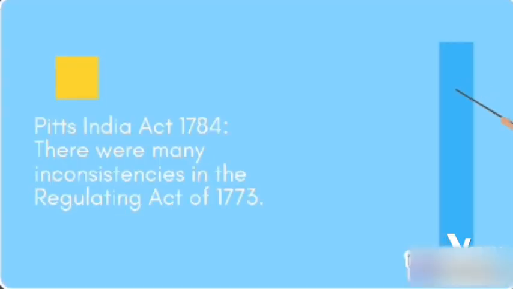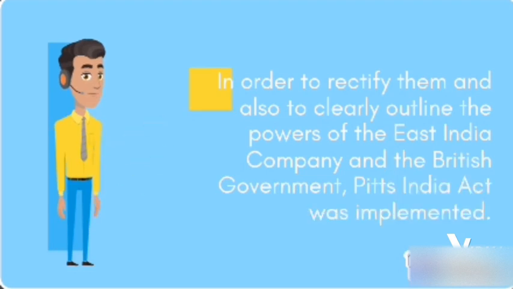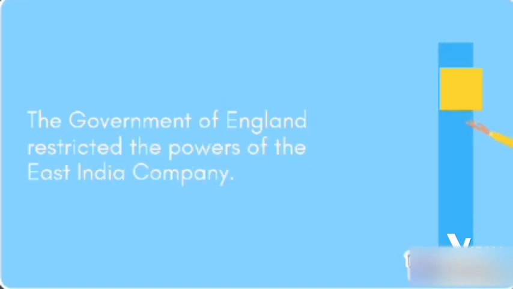Pitt's India Act 1784: There were many inconsistencies in the Regulating Act of 1773. In order to rectify them and also to clearly outline the powers of the East India Company and the British government, Pitt's India Act was implemented. The Government of England restricted the powers of the East India Company.